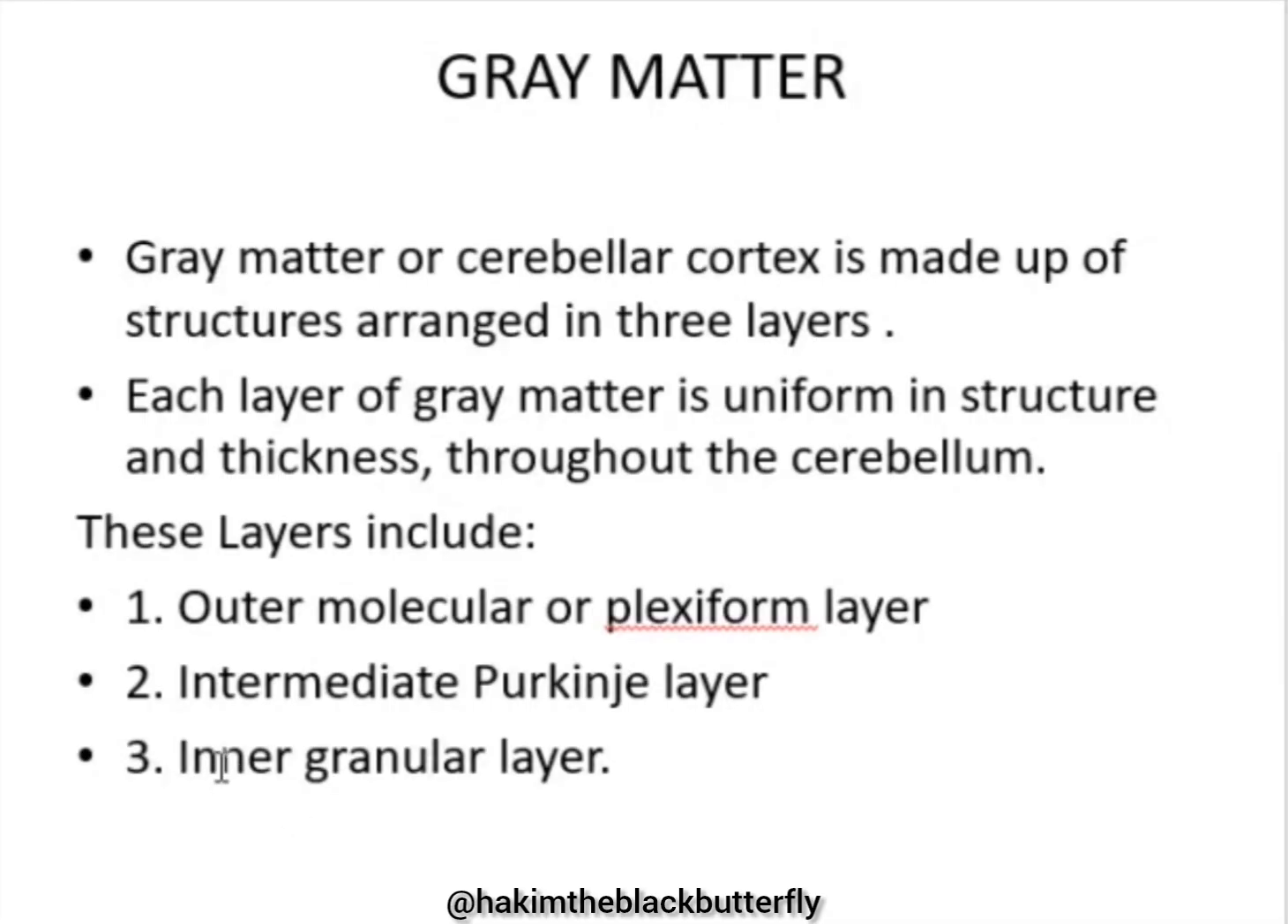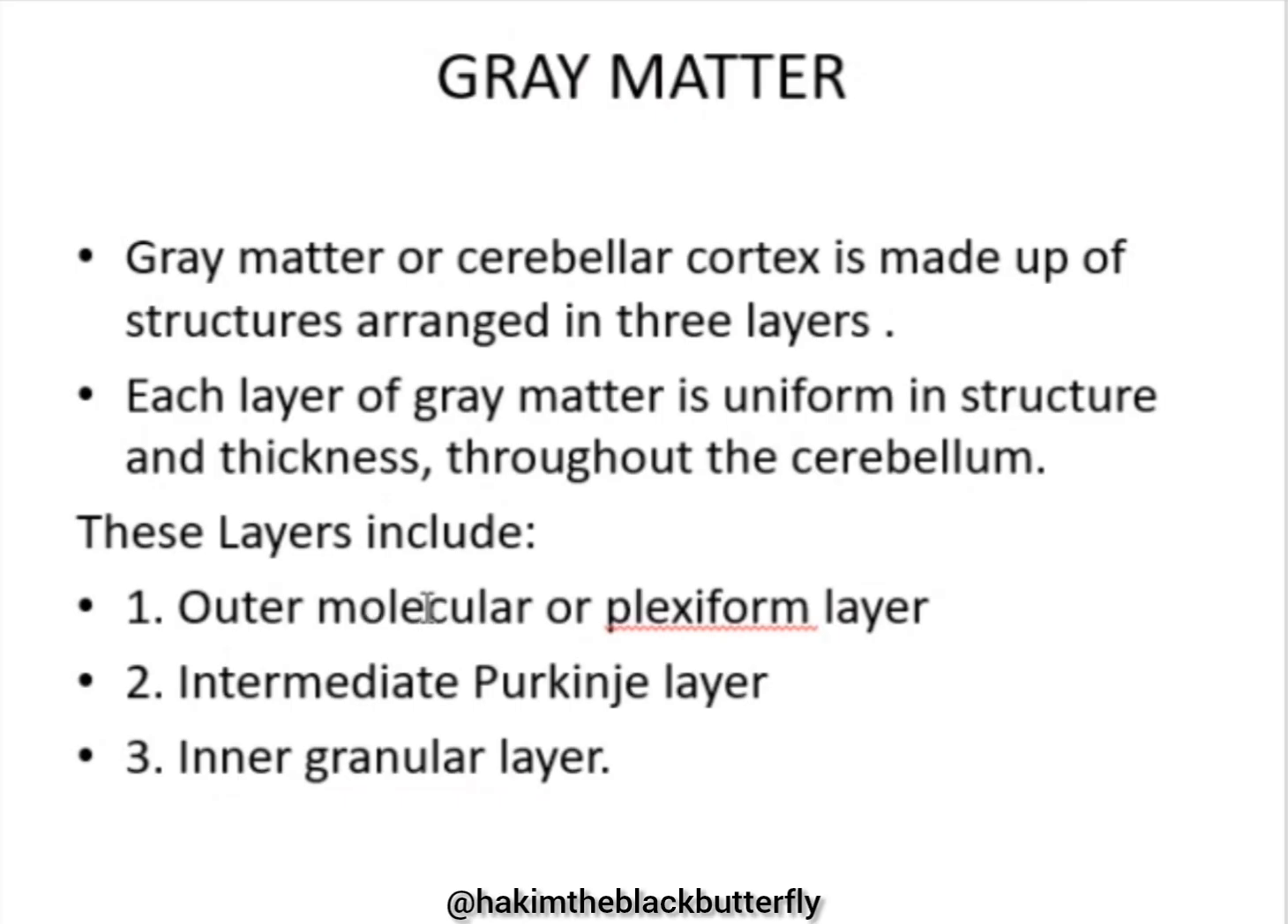The deepest layer of the cerebellar cortex is the inner granular layer. Granular because it has very many cell bodies. When you stain it, they look like granules. So the inner granular layer is the layer which is adjacent to the white matter of the cerebellar medulla. So the cerebellar cortex is made up of 3 layers.